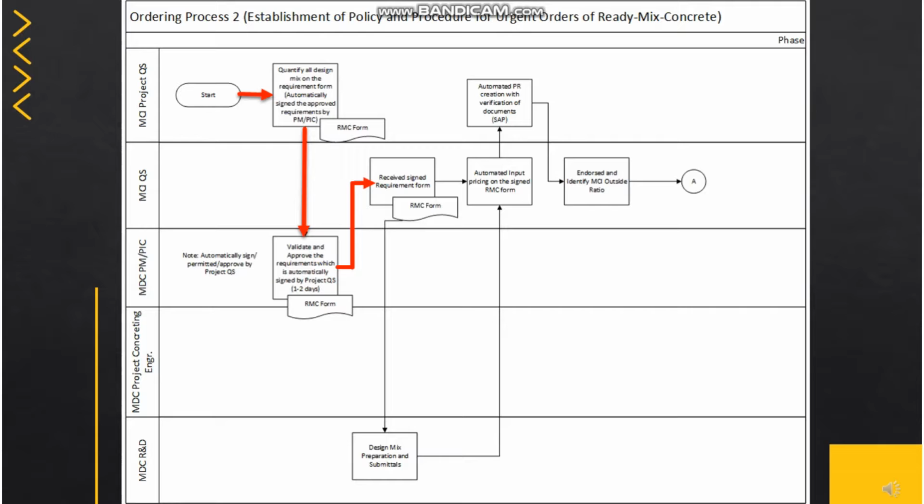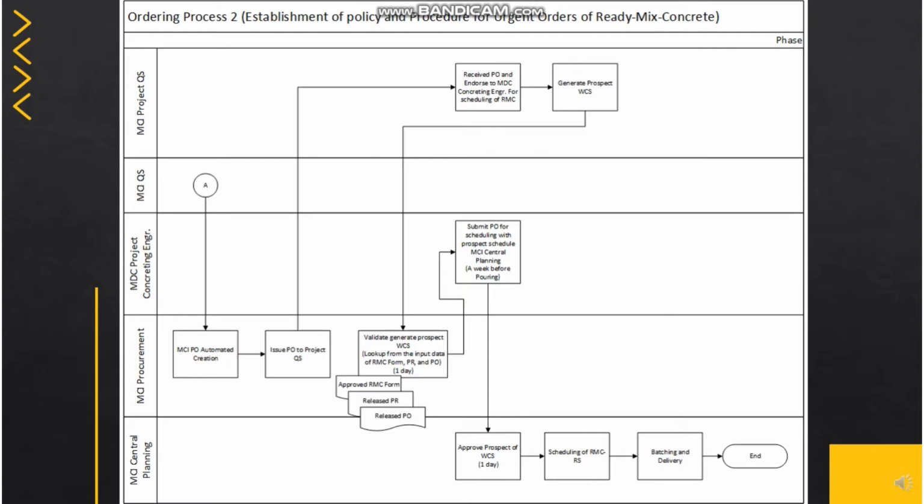if the order design mix is not yet available or if it is a special design. There will be automated input of pricing on the signed RMC form under MCIQS after receiving the RMC form. The purchase requisition creation is also automated with verification of documents by Project QS. Then, it will be endorsed by the MCIQS and will be identified as MCI outside.